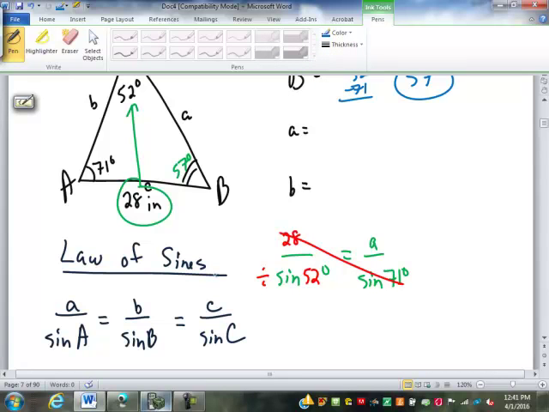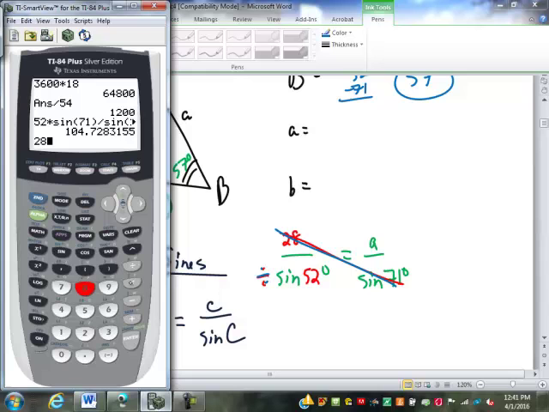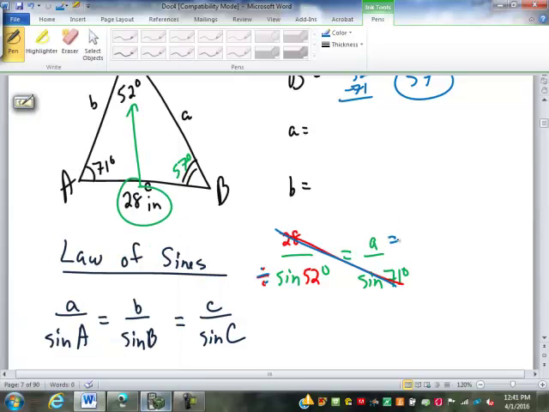So it's related to the sine. The biggest angle is opposite the biggest side, but it's not a direct relationship. It's related to the sine of the angle. So let's try this again now that I got it set up right. It's 28 times the sine of 71 divided by the sine of 52. 28 times sine of 71, close parentheses, divided by sine of 52. So 33.596, so 33.60.